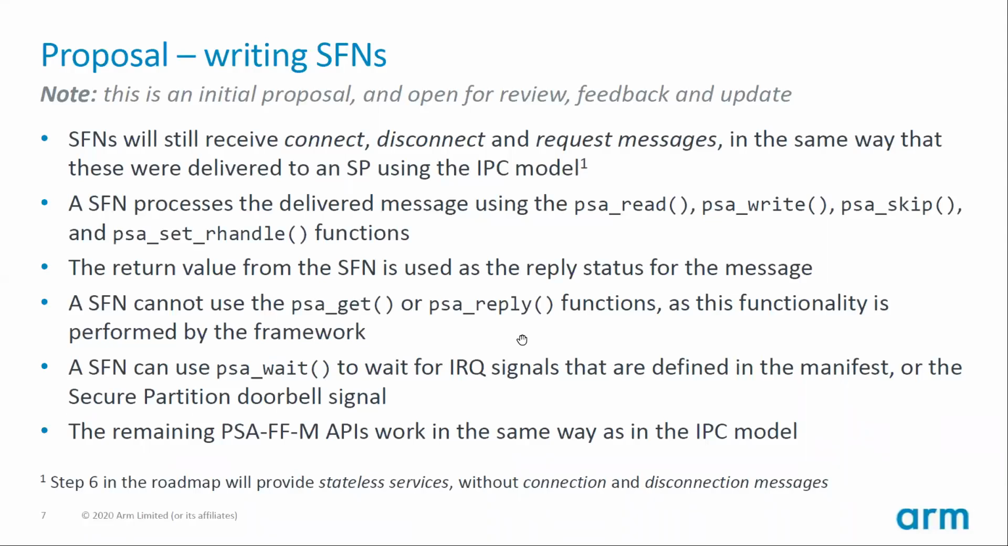This essentially guarantees that messages must be processed in sequence, and a message must be completed before the next message gets processed. That's a constraint that the secure function model imposes on the service, which isn't present with the IPC model, but that's part of the trade-off here. The rest of the APIs that we've got, whether it's the client APIs or the secure partition APIs, work the same way as in the IPC model. So a secure function can invoke a service that's in another secure partition by using PSA call, for example.